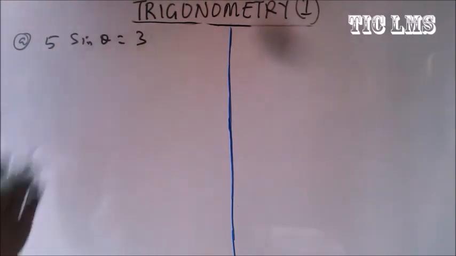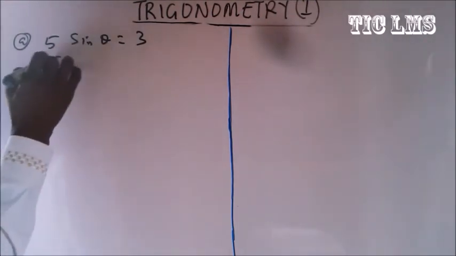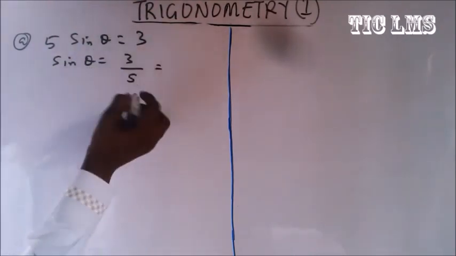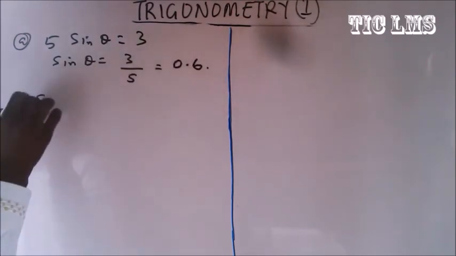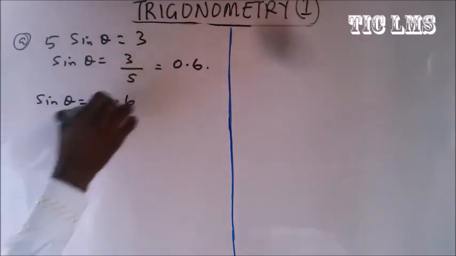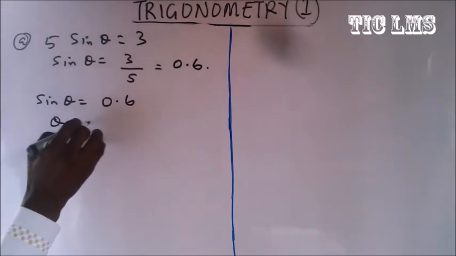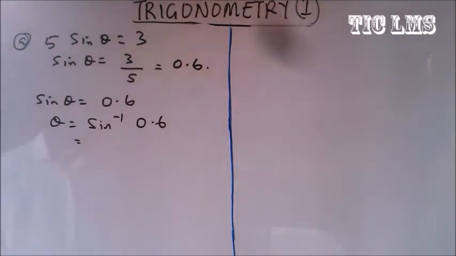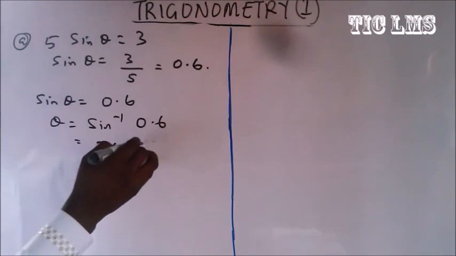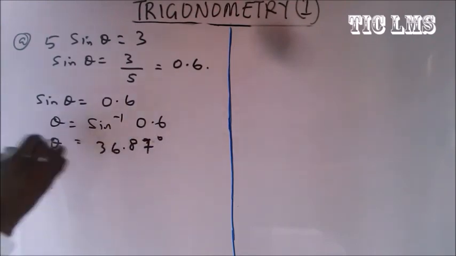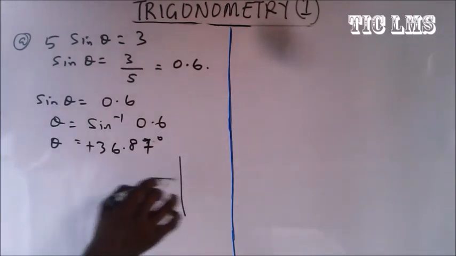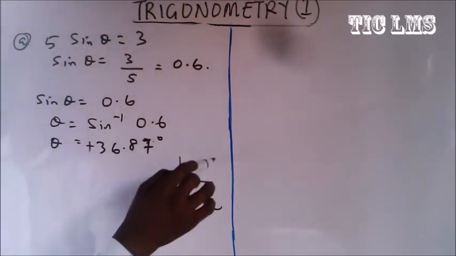We proceed by bringing 5 over here, and that gives sine theta equals 3 divided by 5. 3 divided by 5 gives us 0.6. So we have sine theta equals 0.6. We find theta by looking for the inverse of sine 0.6 in our table or with the calculator, and that produces 36.87 degrees. That's theta.